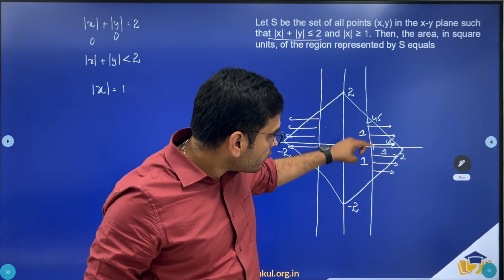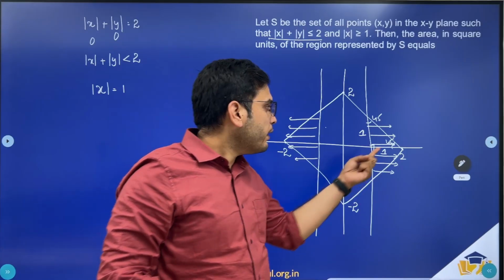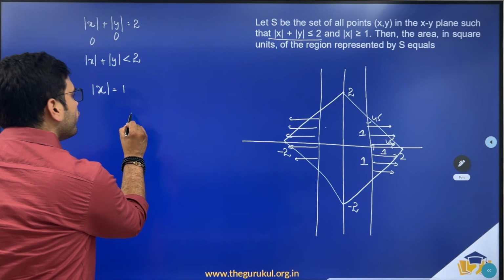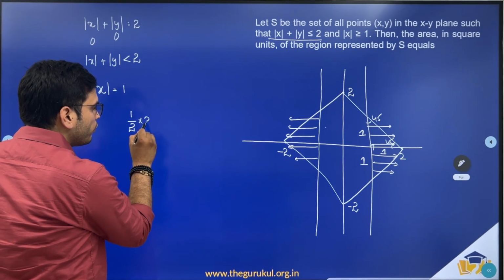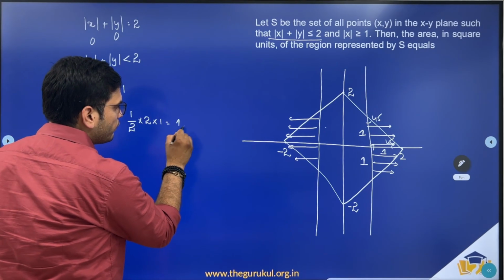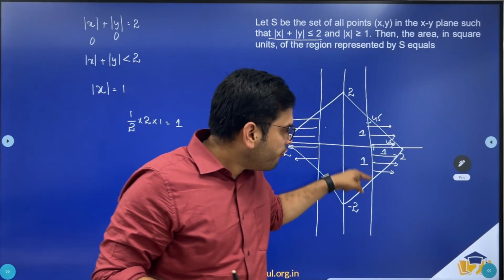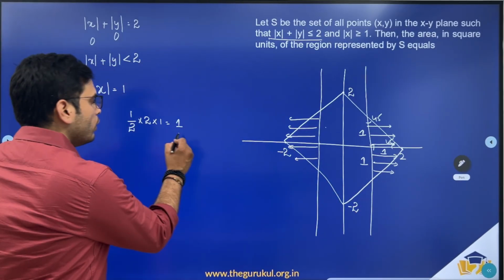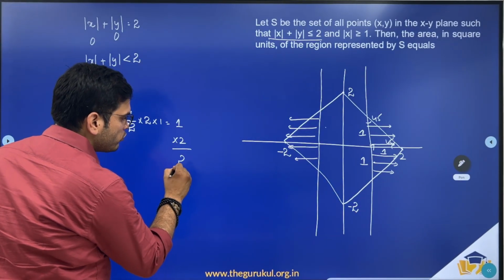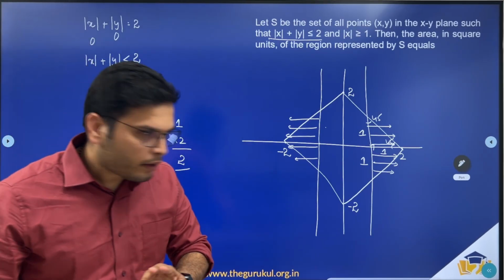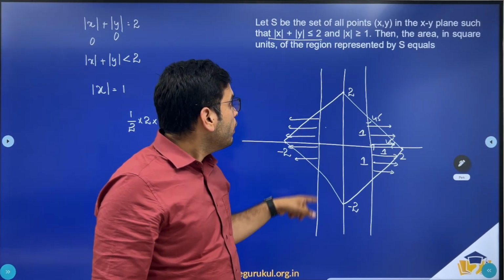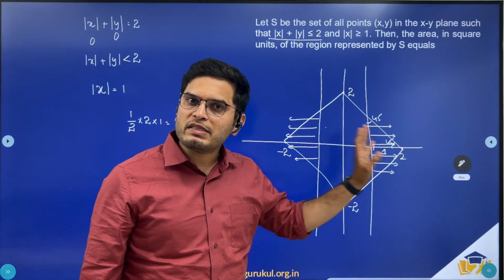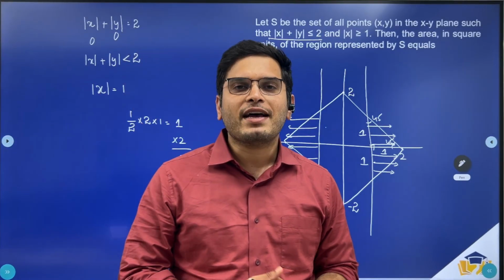So the total length of the base is 2 units and the corresponding height is 1 unit. Now what will be the area of the triangle? Half into base 2 units into 1, which is 1. Now what is 1? Area of this triangle. Now how many such triangles do we have? We have 2 triangles, this and this, so into 2. So 2 square units is the area included between mod x greater than or equal to 1, right? And mod x plus mod y less than or equal to 2. So 2 becomes the answer to this question.